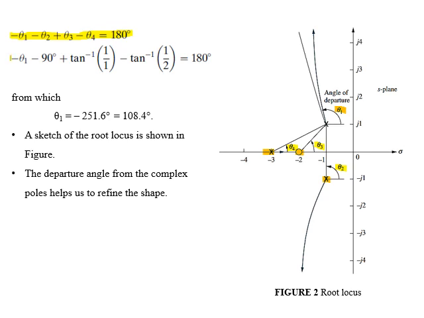Now substituting the values of theta 2, theta 3 and theta 4 and solving for theta 1 will give us the result: an angle of minus 251.6 degrees, or 108.4 degrees. The sketch of the root locus is shown in the figure, where the angle of departure from the complex pole helps us to further refine the root locus.